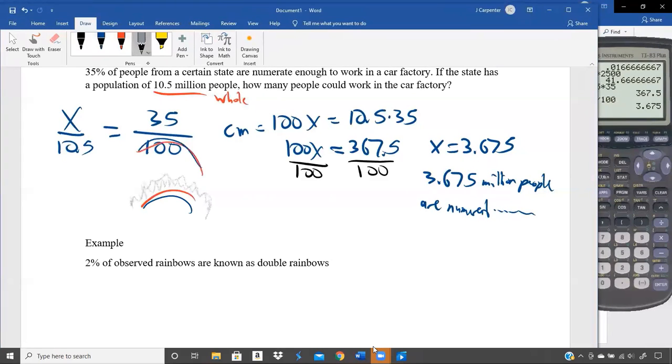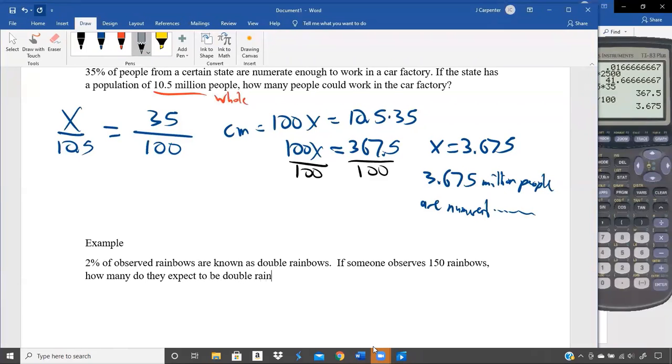And this shaded region between is called Alexander's dark band. Not that you need to know that. That's not quantitative reasoning. I just love what we call math and nature, optics stuff. But anyways, that's a double rainbow. Instead of just one, it's 2. So 2% of observed rainbows are known as double rainbows, and you might not see the whole second one, but part of the second one can at least be seen. So if someone observes, let's go with 150 rainbows, how many do they expect to be double rainbows?